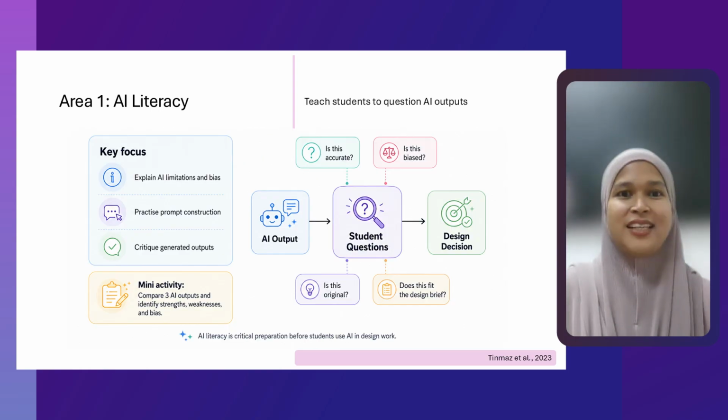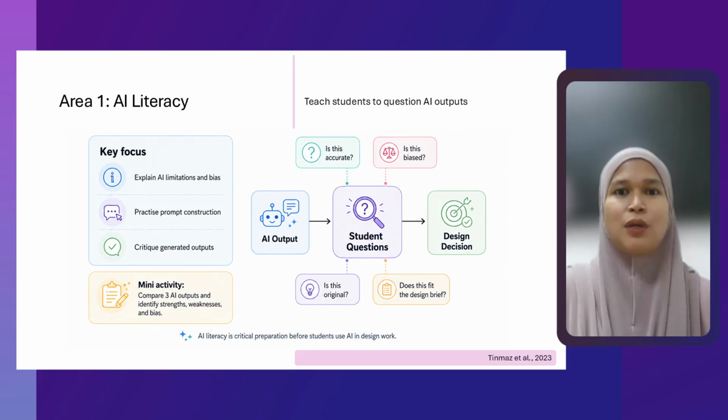The first area is AI literacy. AI literacy should be introduced early in the course before students use AI tools in their design work. This includes helping students understand what AI tools can do, but also what their limitations are. Students need to understand that AI-generated outputs may contain bias, inaccuracies, repetitive aesthetics, or assumptions that do not fit the design brief. Therefore, they should not accept AI outputs passively.